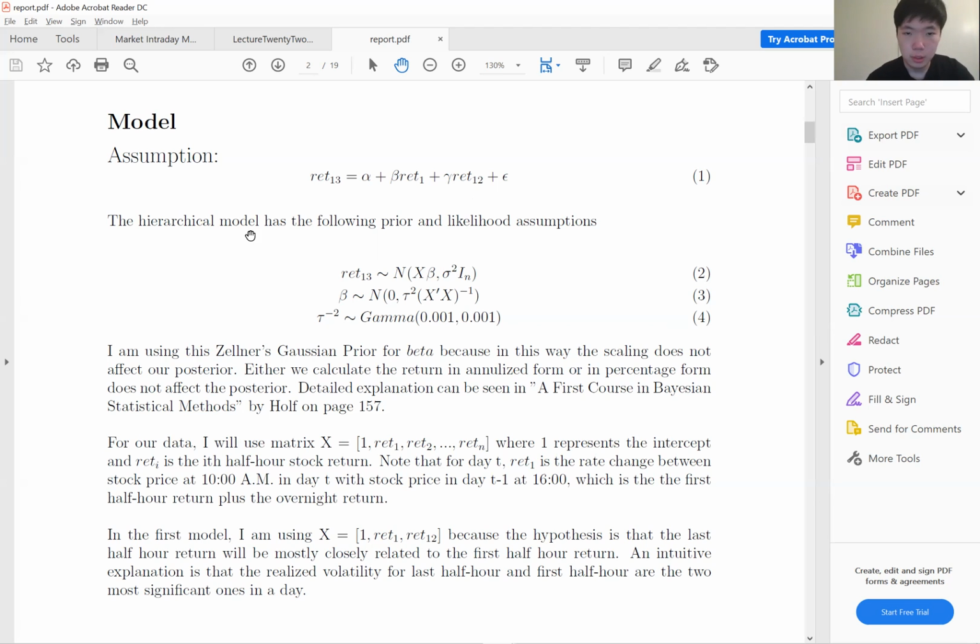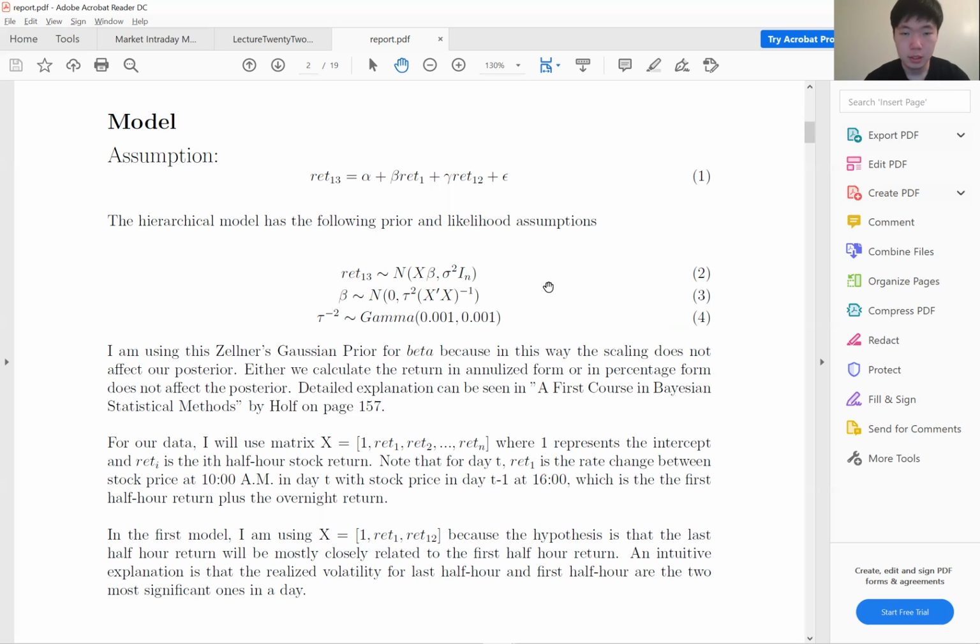So my hierarchical model will have these assumptions. I will assume that return 13 will be multivariate normal, centered at X times beta. X will be this matrix composed of a column of 1s, the return 1 column, and the return 12 column. And beta will just be the coefficients for these 3 variables. And all the return 13 values will be independent of each other with a variance of sigma squared.